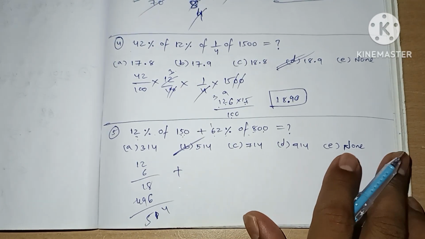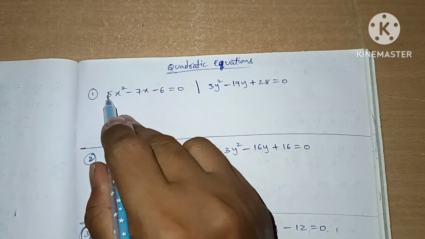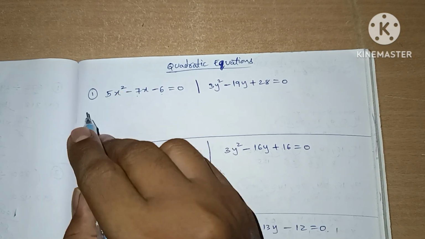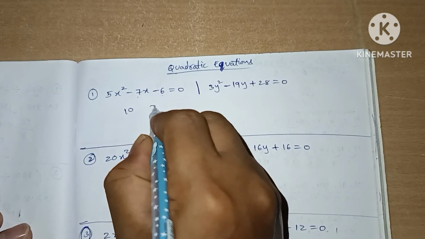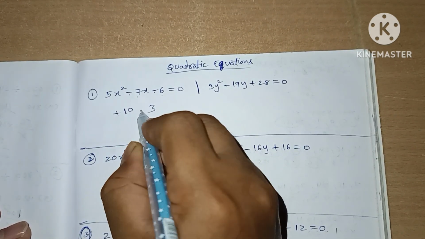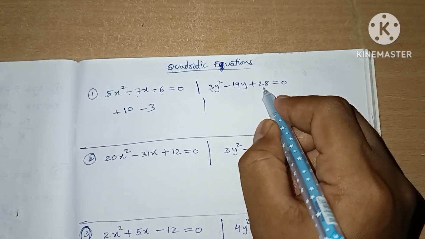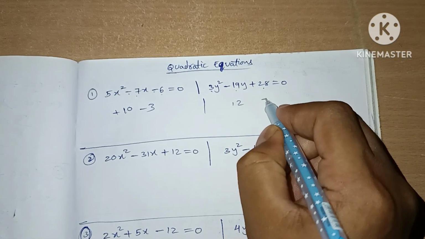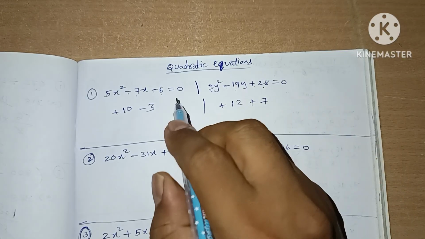Now we are going to see quadratic equations. Here we have 5 6 times 30 and we need to get 7, means 10 3 times. Minus and minus means plus and minus are the roots. Here 3 into 28 will be 84. 84 means we need to get the 19, means 12. 7 times is 84. Minus and plus means the roots are positive.